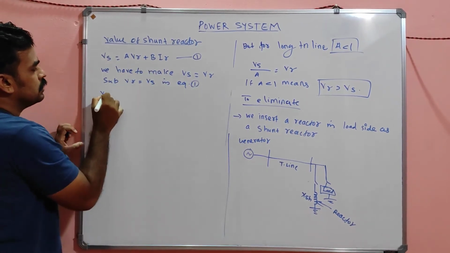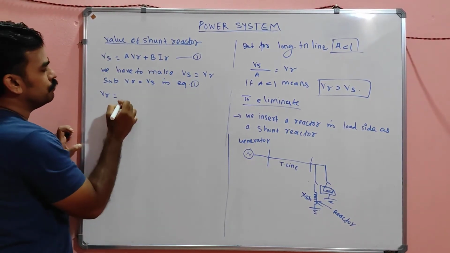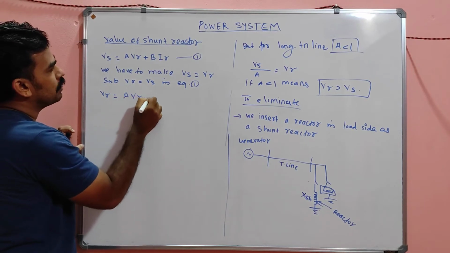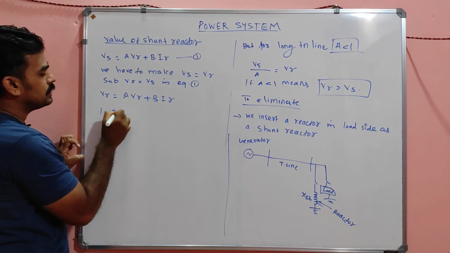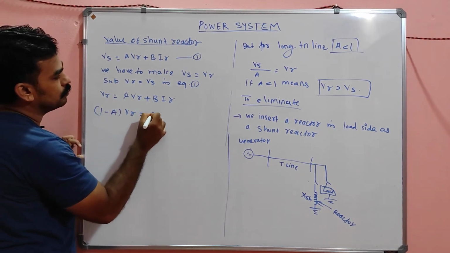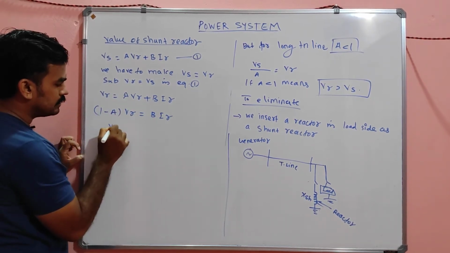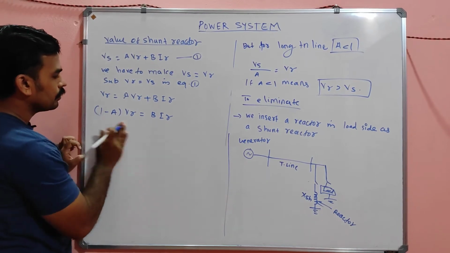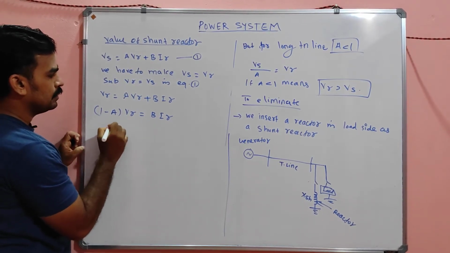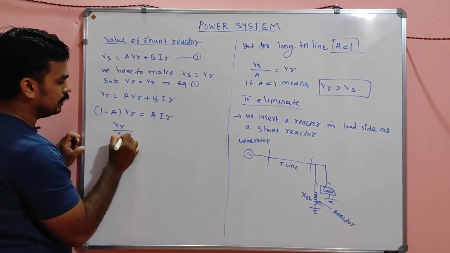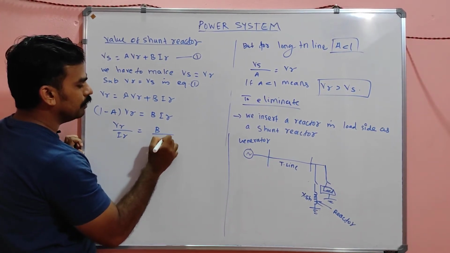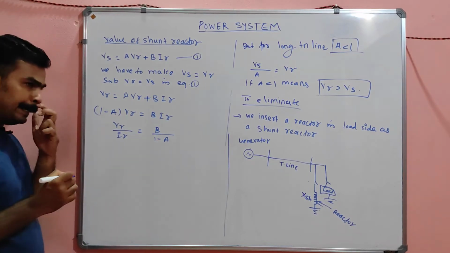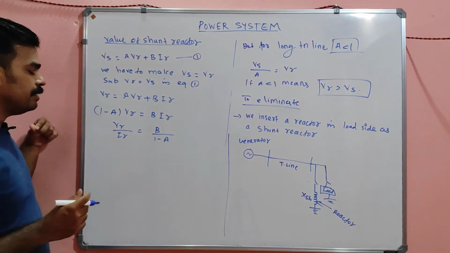Instead of Vs, you can substitute Vr equal to A into Vr plus B into IR. Or I can say that (1 minus A) into Vr is equal to B into IR. Or Vr by IR equal to B divided by 1 minus A. What is Vr by IR? Receiving end voltage by receiving end current.